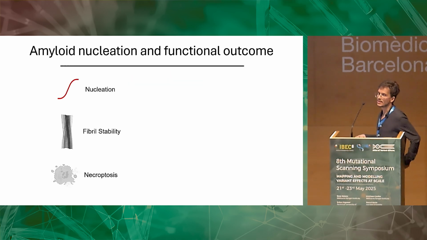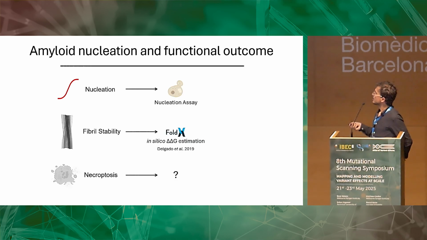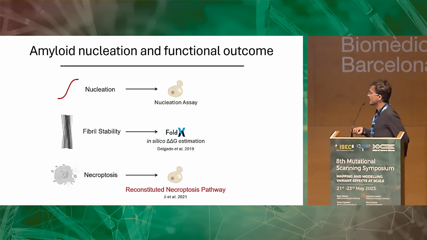Of course, this data is very interesting, but we want to do this in a more systematic way, and we also want to correlate amyloid nucleation with necroptosis, but also with fiber stability. So we need to scale this up a bit. We can measure the effects of mutations on nucleation with our nucleation assay, as I already showed you. We can also measure the effect of mutations on fiber stability using software such as FoldX, but how can we measure necroptosis at scale? For this, we use a reconstituted necroptosis pathway where we can measure the effect of mutations in the RHIM domain of RIPK3. So here we are measuring the effect on necroptosis of the same library that we scanned here.